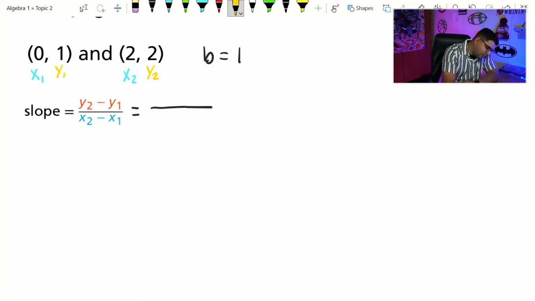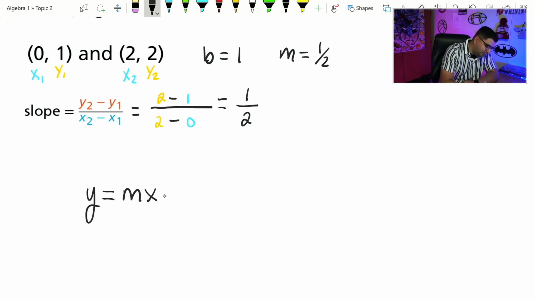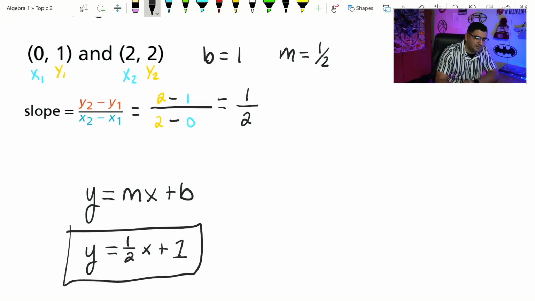And on the top, I'll get y2, which is 2, minus y1, which I have as 1. On the bottom, I get x2, which is also 2, minus x1, which in this case is 0. 2 minus 1 would be 1. 2 minus 0 would be 2. So m is equal to 1/2. And now I simply plug those into my formula, y equals mx plus b. So y is going to equal m, which is 1/2, x, plus b, which we found out is 1. And that would be the equation to this graph.